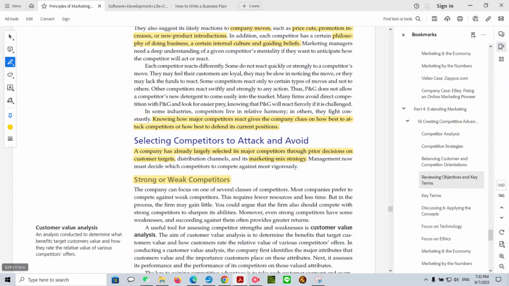Okay? Now, in terms of customer value analysis, we need to understand that it is the analysis conducted to determine what benefits target customers value and how they rate the relative value of various competitors' offers. So, just like this, I want to get more customers in an industry. I am in the same segment. For example, let's say I'm in the consultant industry, and it's, for example, private tutoring. You have public tutoring, you have private tutoring. So one is institutional based, one is, for example, a couple person operation or a one person operation. Now, we want to use the same segment, private tutoring.